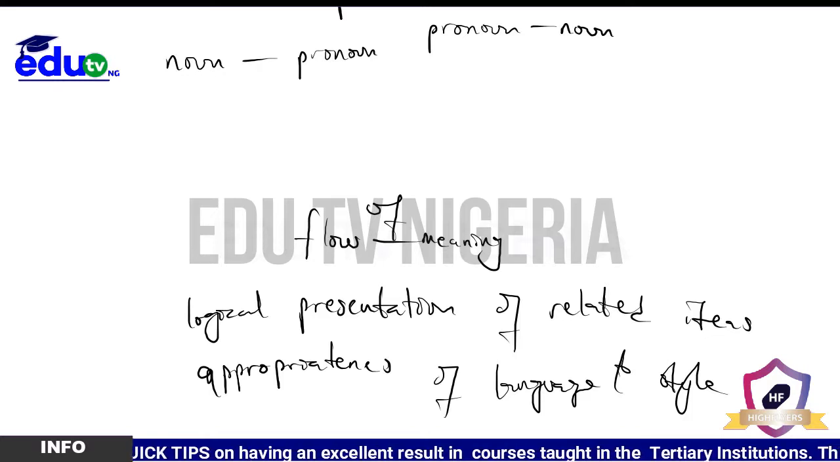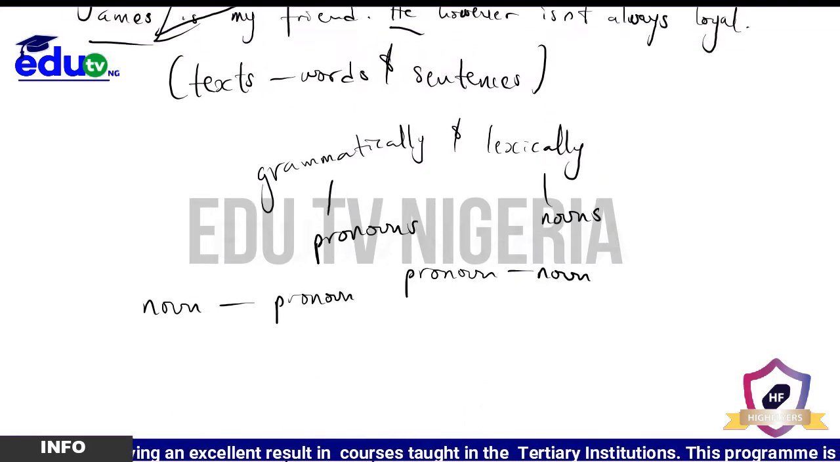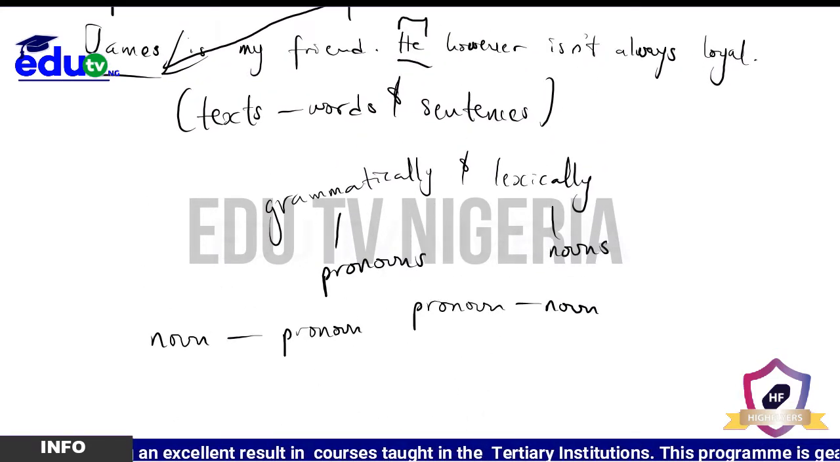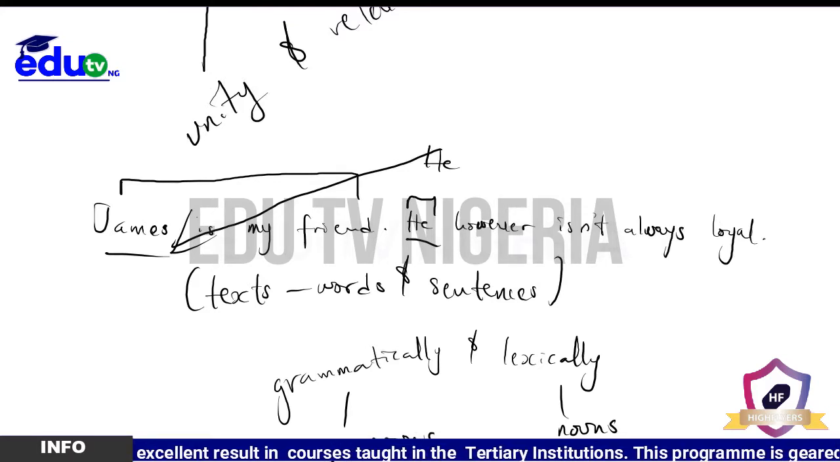So to summarize everything we've discussed here, cohesion looks at the unity in a text. And by unity, we mean: what is the relationship between one lexical item, one word, and another word in a text? How dependent is the meaning of a particular word or a particular linguistic item on the meaning of another particular linguistic item? That is under cohesion.